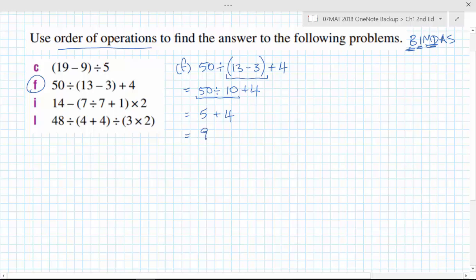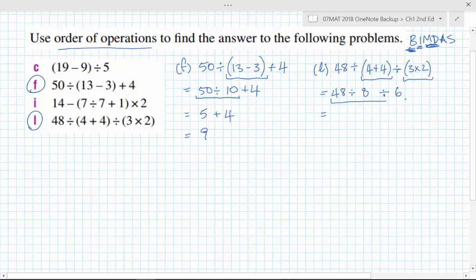Okay, so let's then also have a look here at L. I'll just show you L as an example. So L is 48 divided by (4 plus 4) divided by (3 times 2). Now, I've got multiple brackets and things. So all I do is I look for my brackets first. Brackets, that and that. So I have 48 divided by, what's 4 plus 4? 8. Then I have divided by, what's 3 times 2? 6.